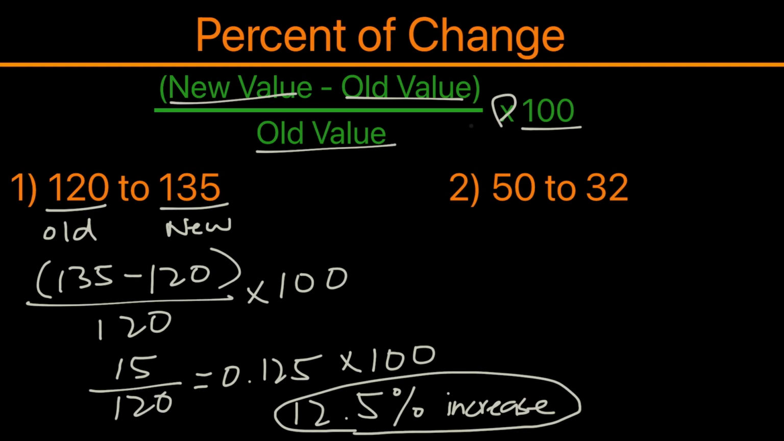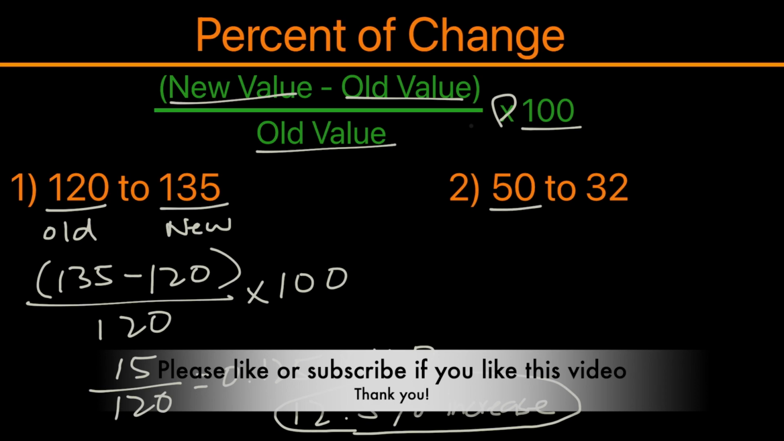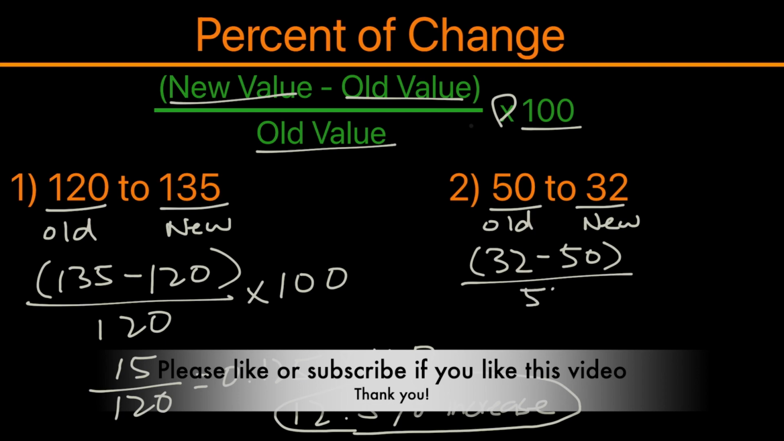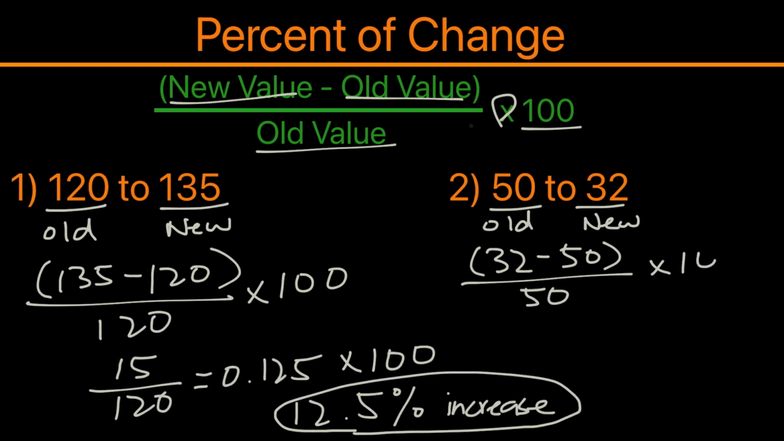Now for the second example, we want to do the same, where we have the old value and the new value. So the new value that we have is 32. So we're gonna minus 50, which is the old value, divide by 50, which is the old value, times by 100. And 32 minus 50, we will have a negative 18 over 50. And that will come out to negative 0.36.